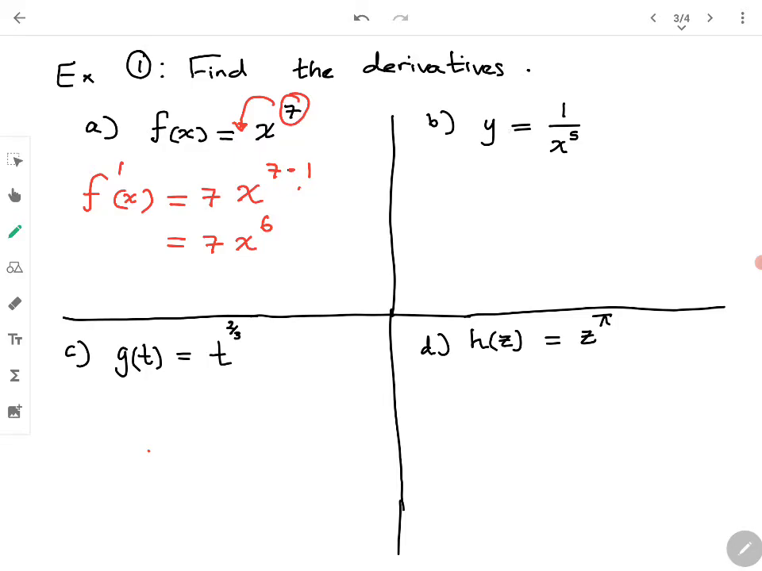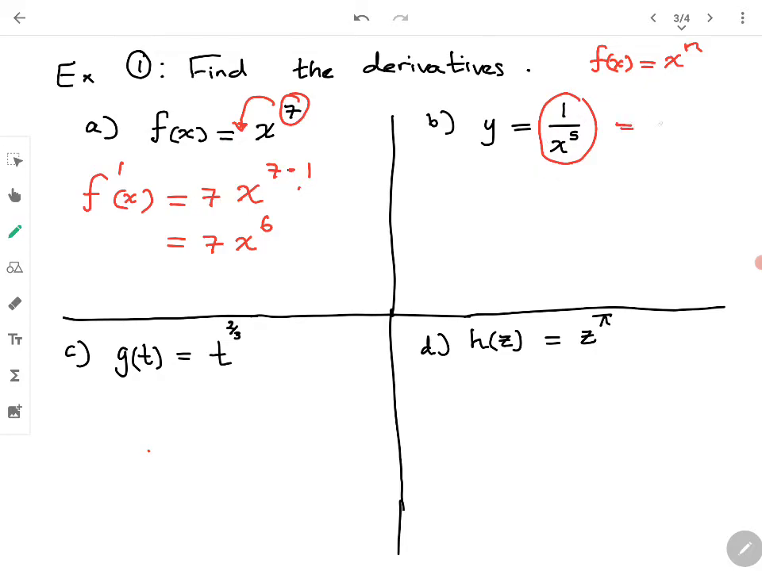Now part B. So this is not in the power function form. Remember, the power function form is x raised to some power n. n can be any real number. So n can be positive, negative, fractional, irrational, rational, anything, just a real number. So here, this is not in that form. We want x raised to some power, not 1 over some power.